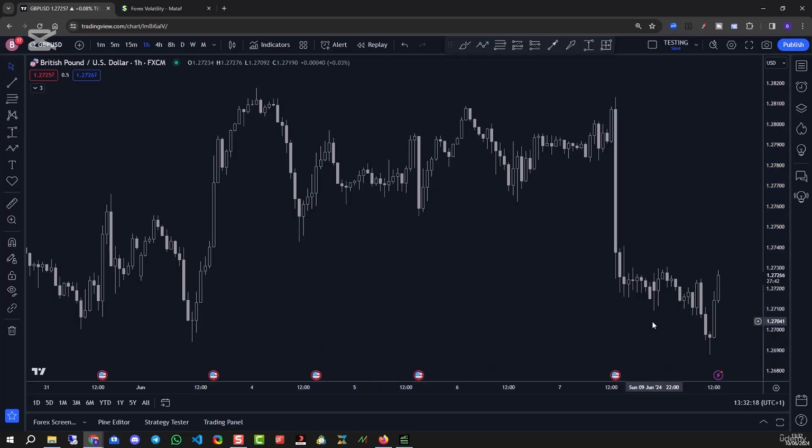I can never let go of this arrow. So this is an example on pound US dollar. Now this is all fairly short term, but I'm going to show you some long term examples as well.